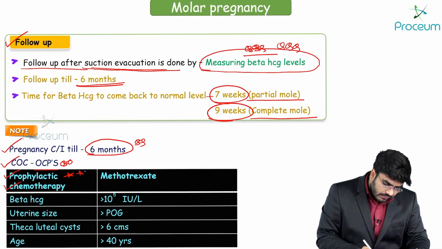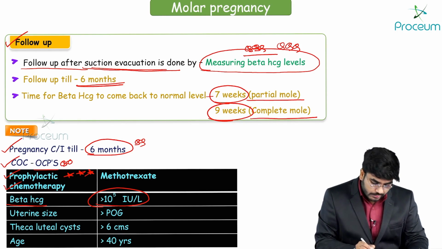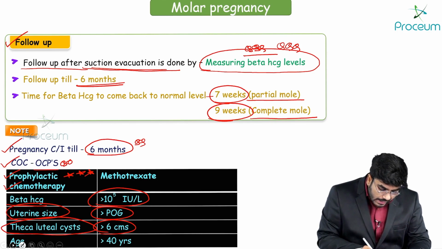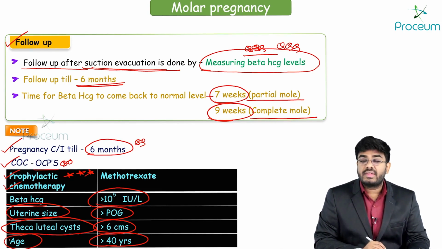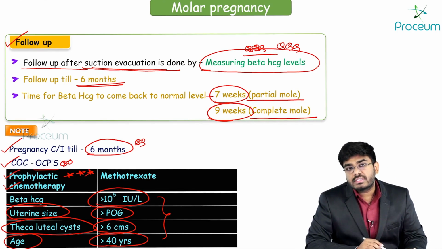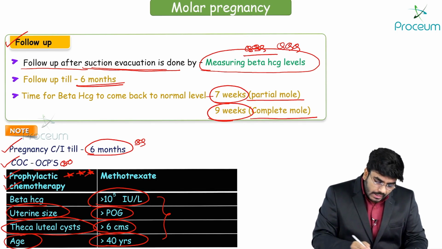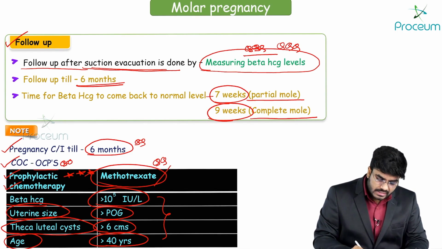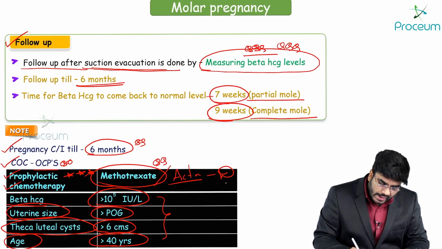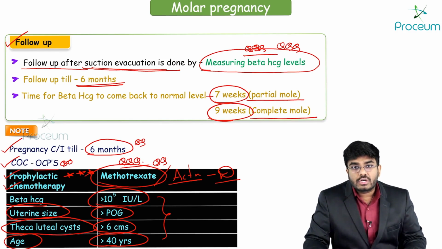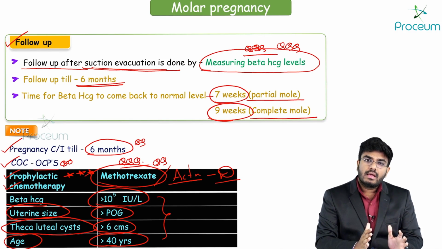In which conditions will you give prophylactic chemotherapy? In a complete mole where the beta hCG levels are more than 10 to the power of 5 international units, the uterine size is more than the period of gestation, the theca lutein cyst is more than 6 centimeters in size, and the age of the patient is more than 40 years. A complete mole patient with these conditions gets prophylactic chemotherapy, and the drug you will use is methotrexate. In resistant cases you can use actinomycin D, but methotrexate is the prophylactic chemotherapy agent of choice for high risk cases of complete mole.